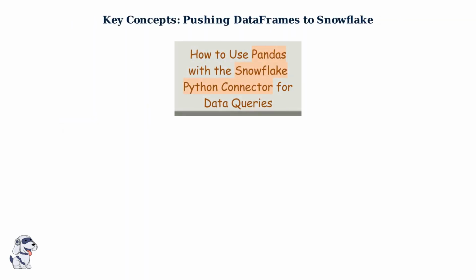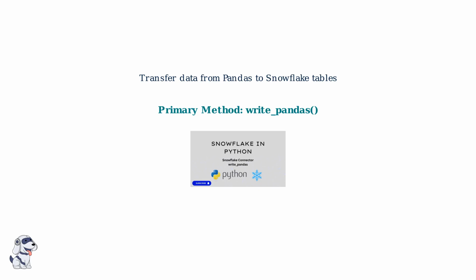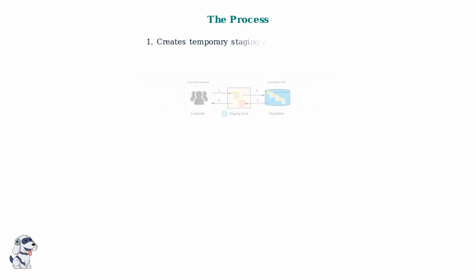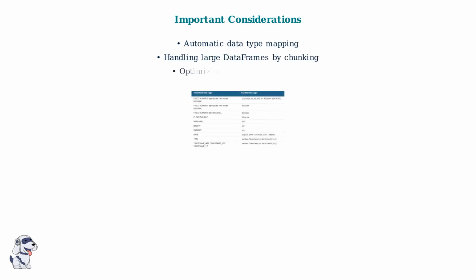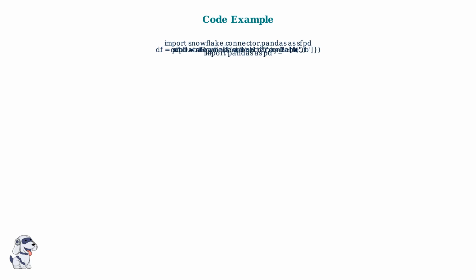Pushing data frames involves transferring data from your Python environment to Snowflake. The primary method is snowflake.connector.pandas.writePandas. This function creates a temporary staging area in Snowflake and efficiently uploads the data frame. Important considerations include automatic data type mapping between Pandas and Snowflake, handling large data frames by chunking, and optimizing for column mapping. Here's a code snippet demonstrating how to push a data frame using writePandas.